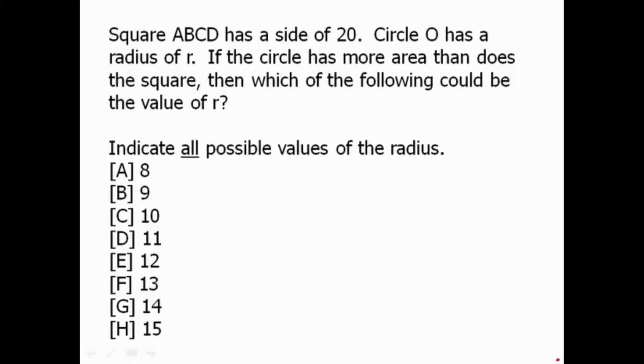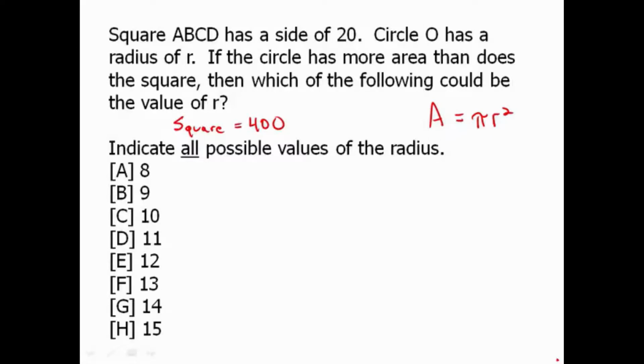So this is an interesting one. The square has a side of 20, so the square's area has to be 400. Now we need the circle to have more area than the square, so it has to have an area bigger than 400. And of course the area of a circle, according to Archimedes' famous formula, is pi r squared.